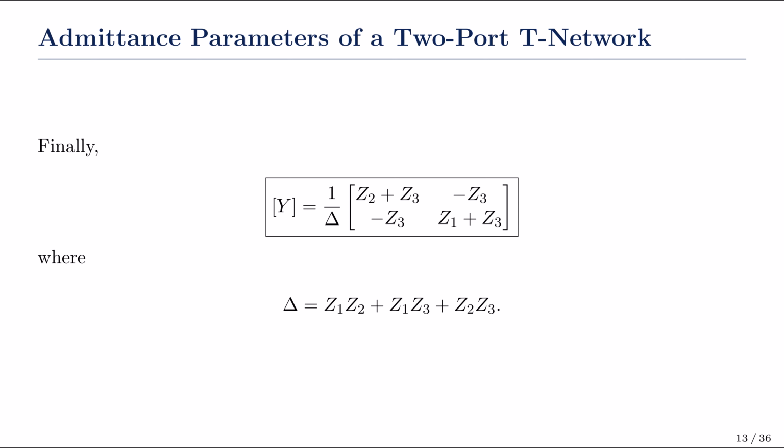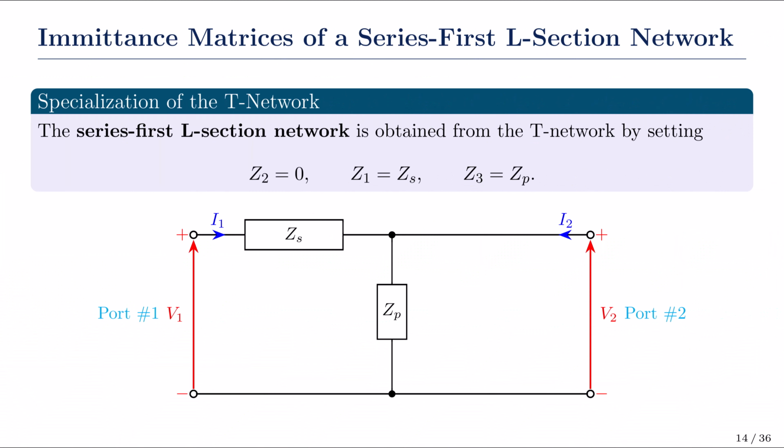Next, we apply these concepts to other two-port topologies. This slide introduces the series-first L-section network as a special case of the T-network. By setting the right-hand series impedance to 0, the T-network simplifies to an L-shaped topology containing one series impedance ZS and one shunt impedance ZP. Rather than deriving new formulas from scratch, we exploit the general T-network results through an appropriate parameter substitution.